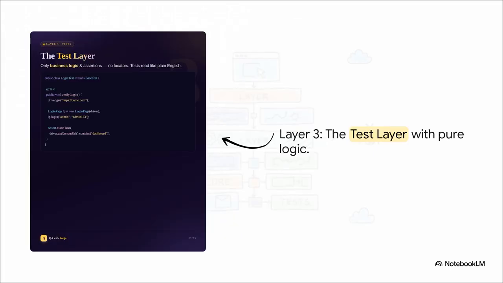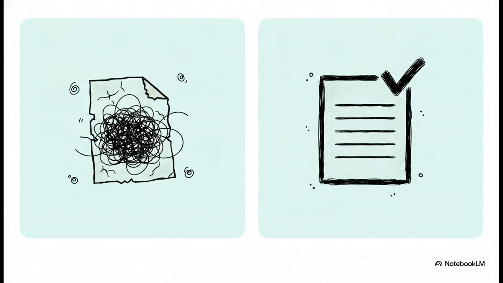So, moving to Layer 3, the test layer, we strip out those messy locators entirely. Because this class actually inherits from base test, it doesn't even have to worry about starting the browser. And because it calls the login page object, we are left with nothing but pure business logic and plain English assertions. We simply pass the credentials to the login method and then assert that the URL contains the word dashboard. It is incredibly elegant.